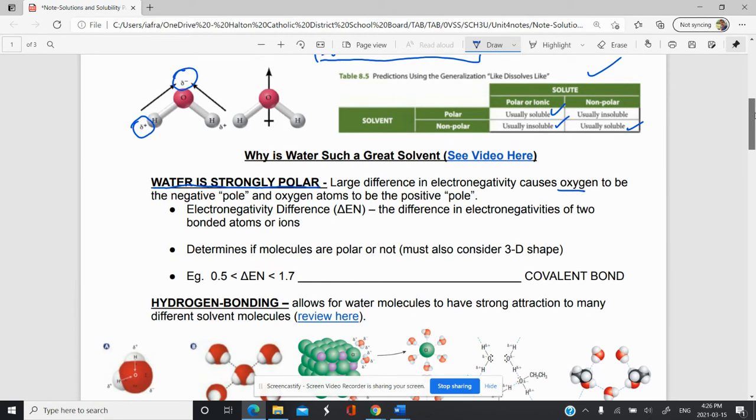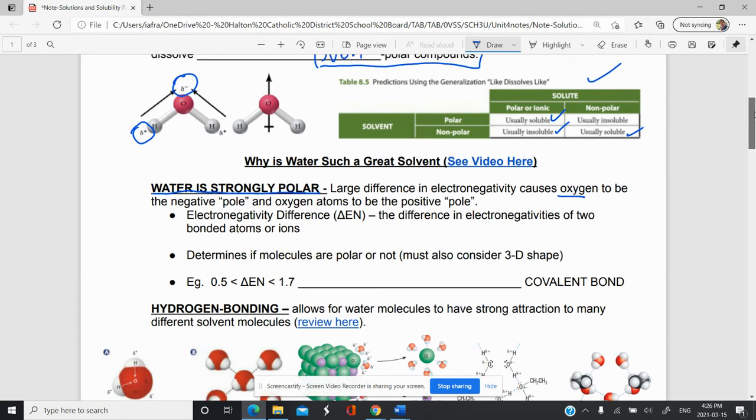Because there's such a large electronegativity difference, they still share. It's just that the share is so uneven that the oxygen gets its partial negative and the hydrogen gets its partial positive. That's reviewed from some of the Unit 1 material you saw before. Just a quick reminder, remember the electronegativity difference is the difference in electronegativity between the two bonded atoms. So we can see the two bonded atoms here.